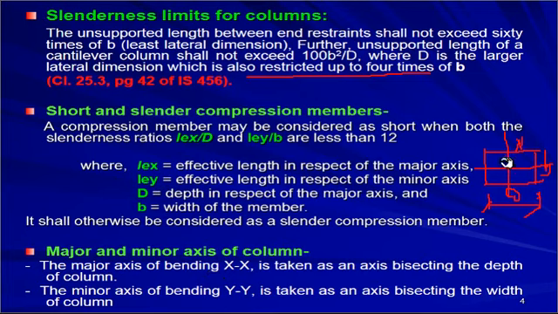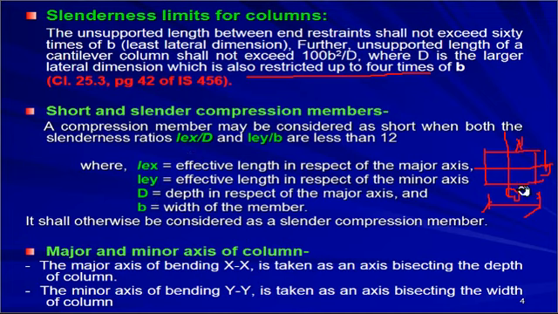The definitions are given here. The major axis of bending, XX, is taken as the axis bisecting the depth of the column. The larger side of the column is always called the depth, and the axis which bisects the depth of the column is called the XX axis. Similarly, the minor axis of bending, YY, is taken as the axis bisecting the width. Here is the width of the column, and the axis which bisects the width of the column is called the YY axis.